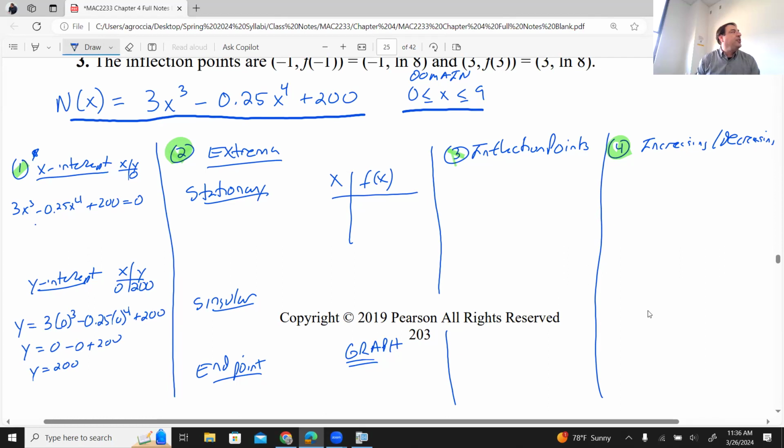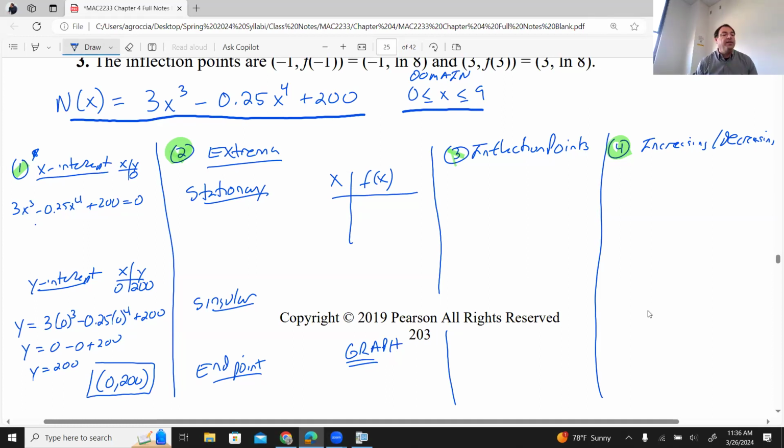But remember, the y-intercept is an actual point. So the answer is (0, 200). If you just give me 200, that is not a y-intercept. A y-intercept is a very specific location. That location is (0, 200).